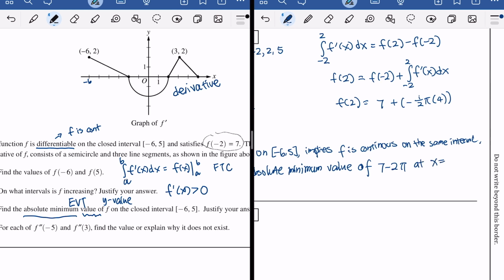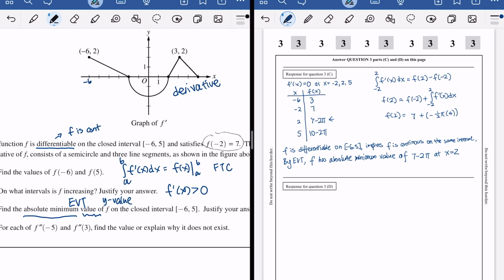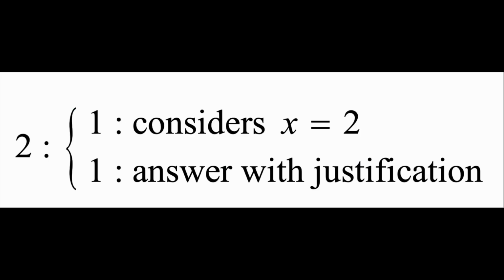And if you want to state the x coordinate to be safe, you can do that, at x equals 2. Now I want to remind you there is a possibility of multiple absolute minimums and multiple absolute maximums. And if you have those values, you have to state all the locations of x for those absolute min and absolute max. Here are the points for part C, and then we're going to move on to part D.